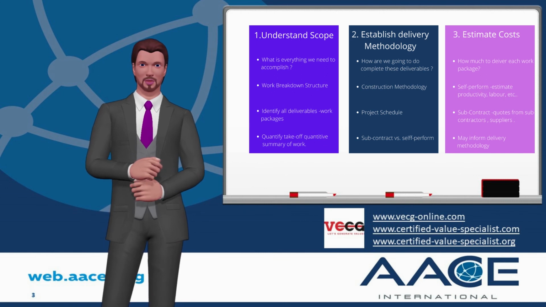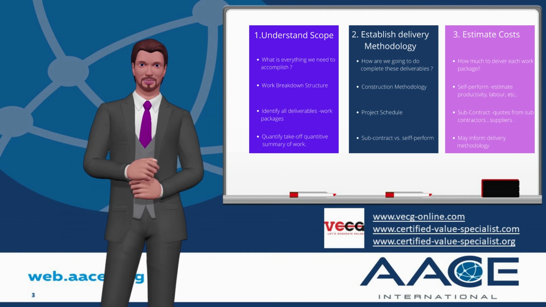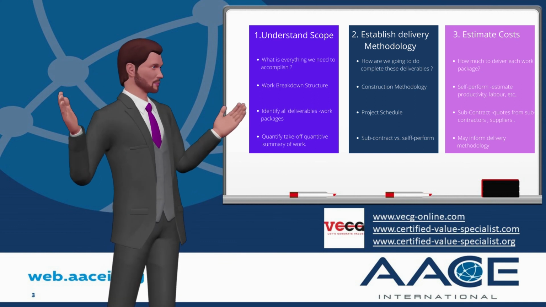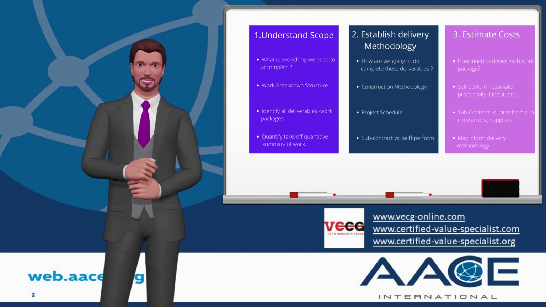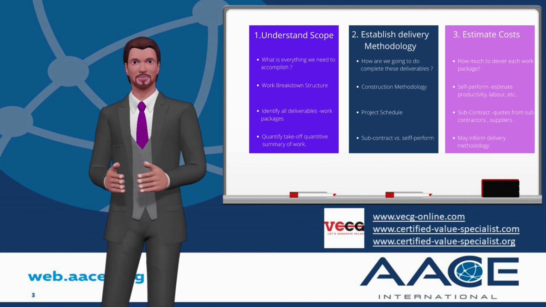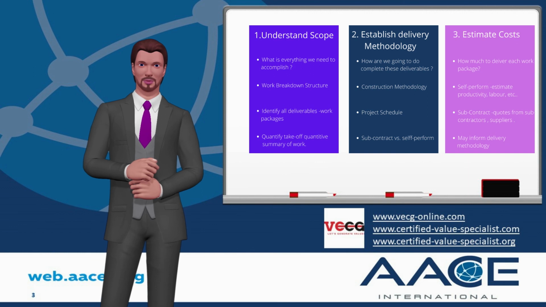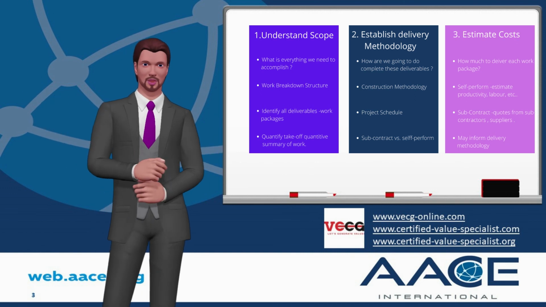It's worth noting that all these steps are iterative, meaning they won't exactly occur in order, and the results we get from each stage will impact the previous step. For example, as we're going through and establishing the delivery methodology, we'll probably realize we've missed some scope and have to go back to step 1. Whereas when we're estimating costs, we may realize we can save a lot of money by self-performing the works and go back and change our delivery methodology.